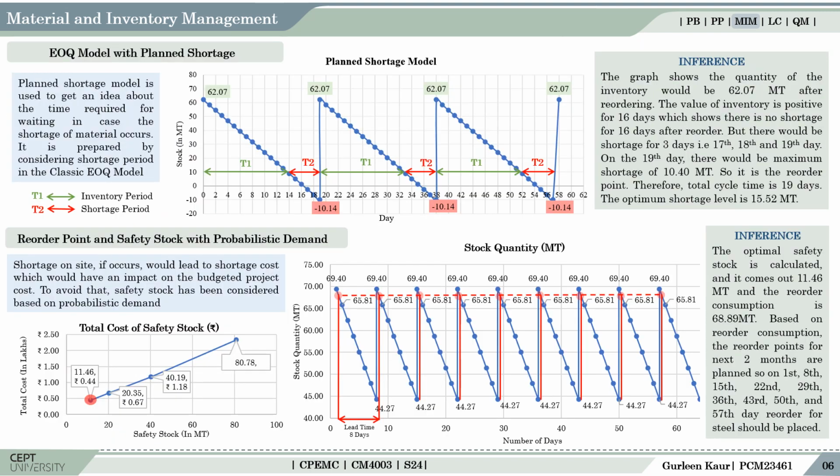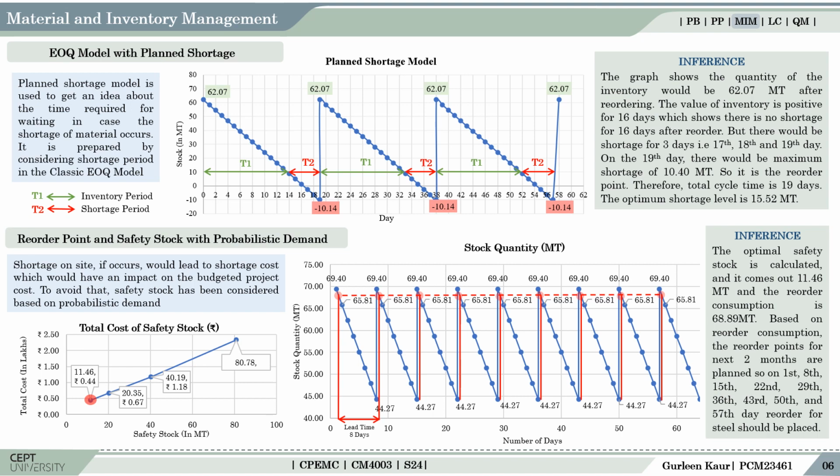Coming to the model with planned shortage, it was prepared by adding shortage period in the classic EOQ model prepared. It would denote the waiting time in case of material shortage. From the graph, it could be inferred the maximum inventory level after reordering would be 62.07 metric tons. For the first 16 days, the value of stocks is positive, and for the next 3 days, it comes out to be negative, which denotes the shortage period. So out of the total cycle time of 19 days, the maximum shortage observed would be of 10.4 metric tons.